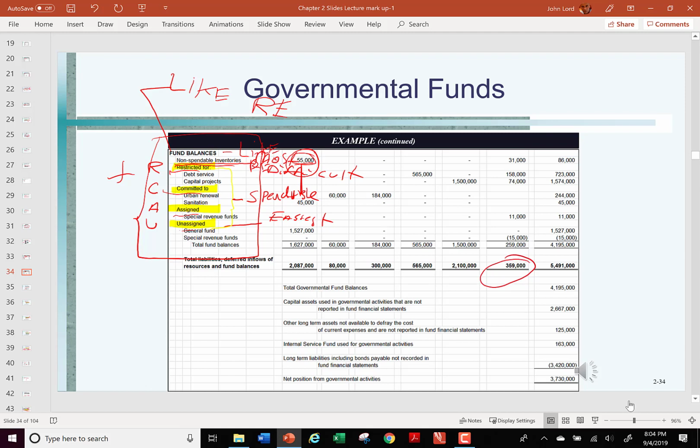Now, if you don't like that mnemonic, come up with your own or just remember this. But you have to remember them in order of most difficult to spend versus easiest to spend. So the most difficult to spend is non-spendable, and then when you start listing spendable ones, the order is Raquel: restricted, committed, assigned, unassigned.